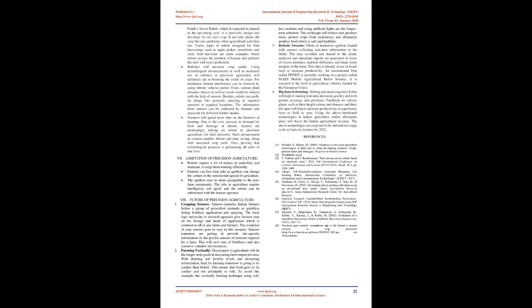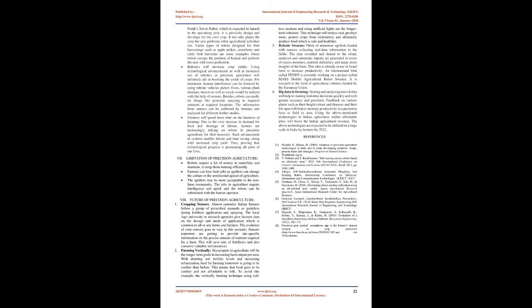2. Farming vertically. Skyscrapers in agriculture will be the longer-term goal in increasing farm output per area. With draining soil fertility levels and increasing urbanization, land for farming tomorrow is going to be costlier than before. This means that food is going to be costlier and not affordable to people. To avoid this, the vertical farming technique, using a soilless medium and artificial lights, is the longer-term solution. This technique will reduce cost, produce more, protect crops from inclemency and ultimately produce food which is safe and healthier.